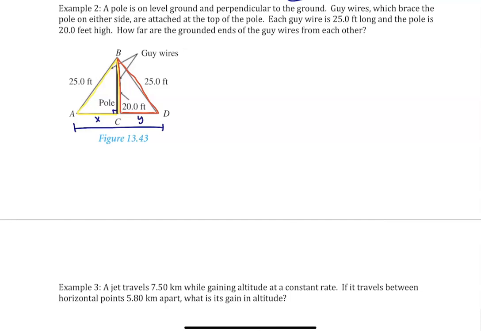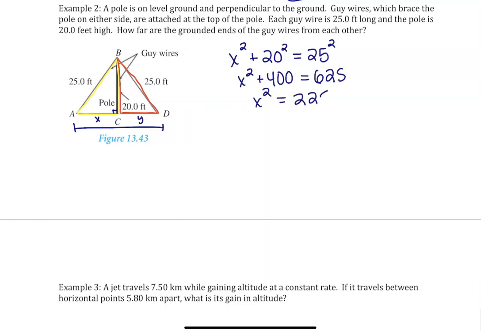So looking at the triangle on the left, here we know that X squared plus the other leg, 20 squared, equals the hypotenuse of 25 squared. In this case, the guy wire is serving as the hypotenuse. So we get 20 squared is 400, 25 squared is 625. Now if we subtract 400 from both sides, we get 225, and the square root of that gives us 15.